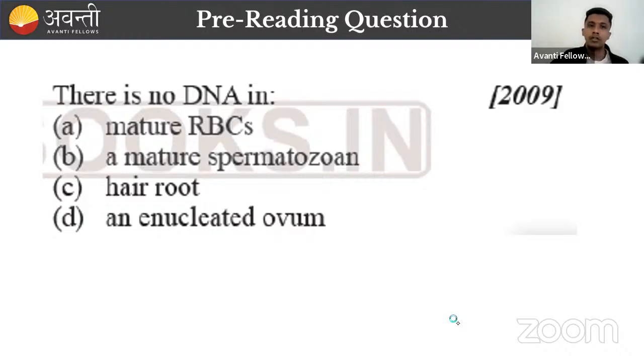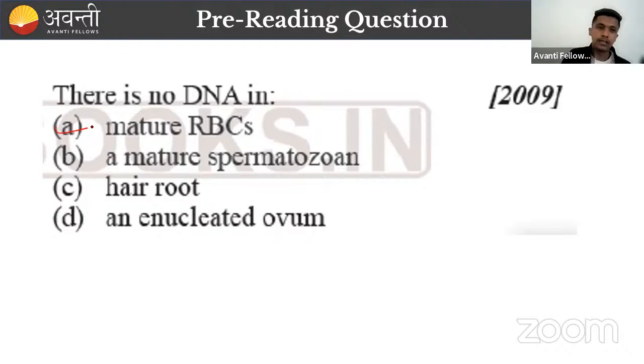Yes. So can we go to the answer now? All right. So the answer for this question is mature RBCs. Mature RBCs do not have any genetic material because they get devoid of all the cell organelles, including the nucleus, and there is no DNA. Okay. So our option is A.